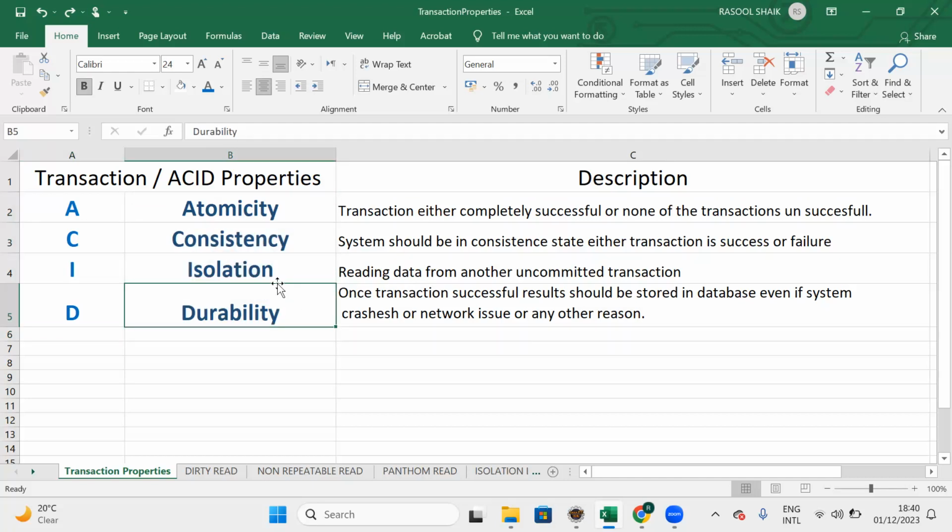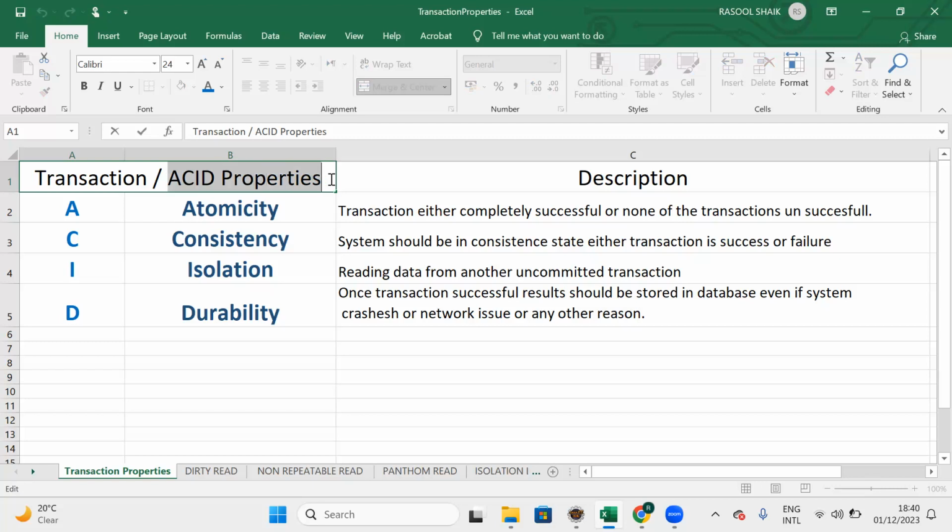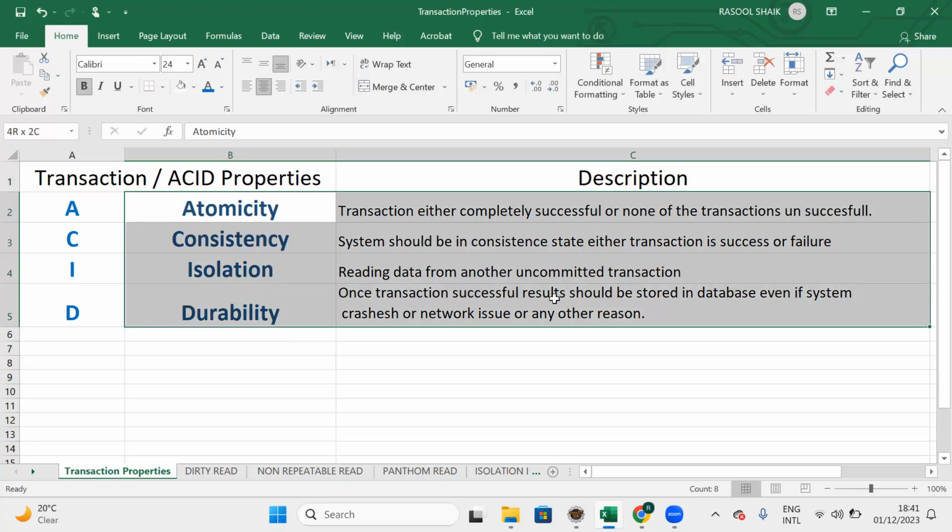Okay, so now let me discuss: what are transaction properties? Transaction properties, or ACID properties. Why have I written ACID properties here? We can call these four properties either transaction properties or ACID properties. In an interview, some people may ask what are transaction properties, and some people may ask what are ACID properties. Whichever they ask, you have to answer with these four concepts.